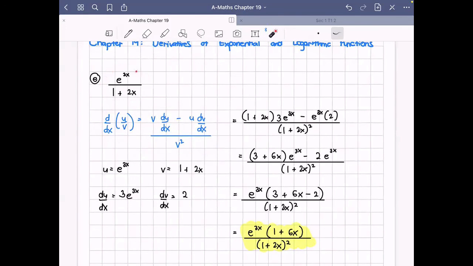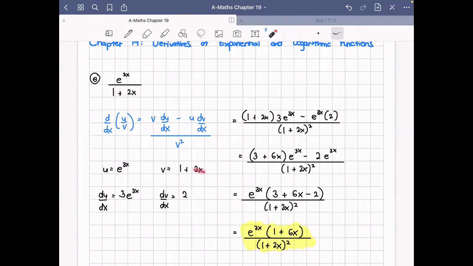So you identify your u and then your v, right? So my u is e raised to 3x. So what is the derivative of that? It's basically 3 times e raised to 3x again. So again, this one multiplied here. That's why you have 3 here. And how about your v? V is 1 plus 2x. So what's the derivative of this? This is simply 2 only.